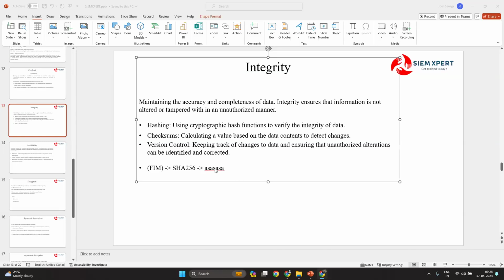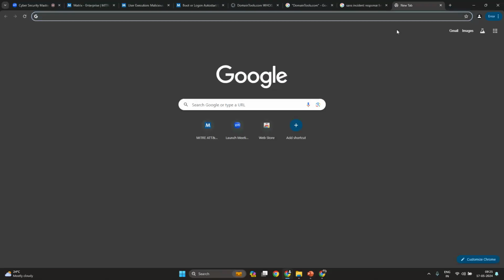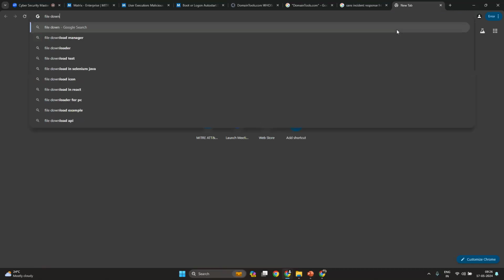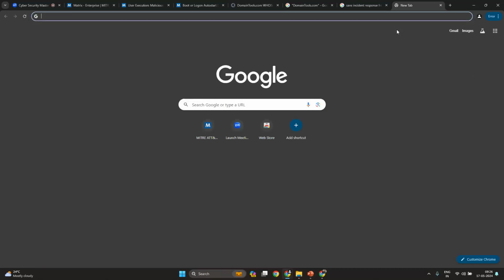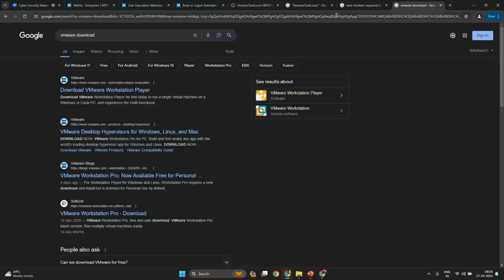So you guys might have noticed, let's say, when you download a certain software, you would find the hash of the software. Have you guys noticed that anywhere? Yes. So basically, like when we are downloading Splunk, there is a mention of an MD5 hash.